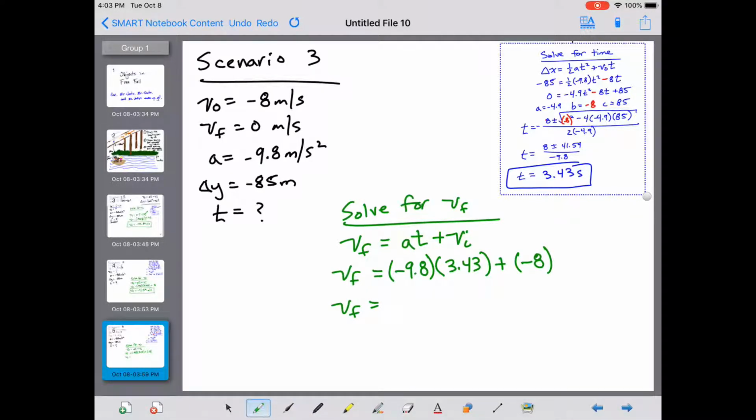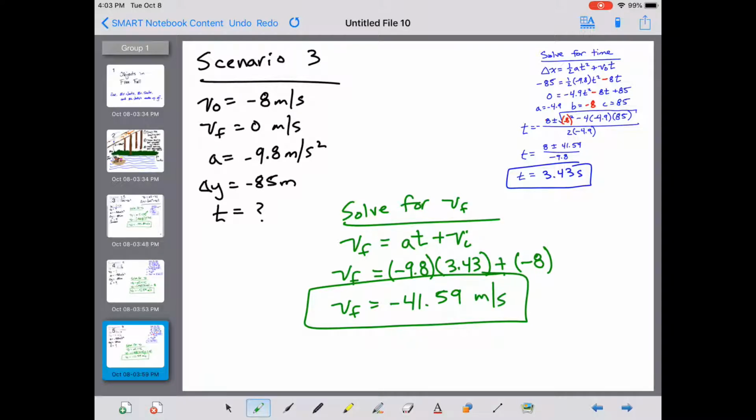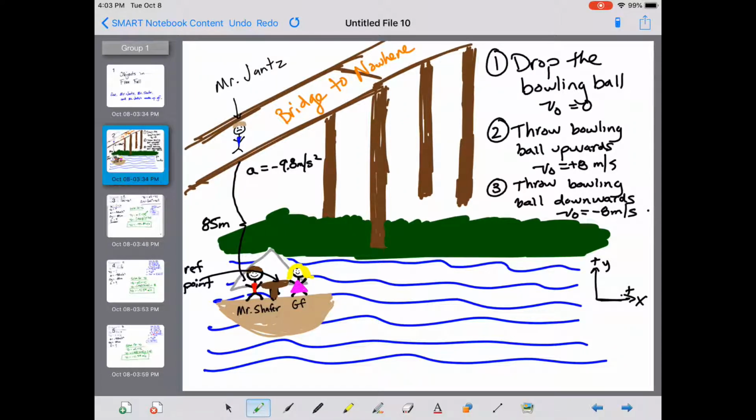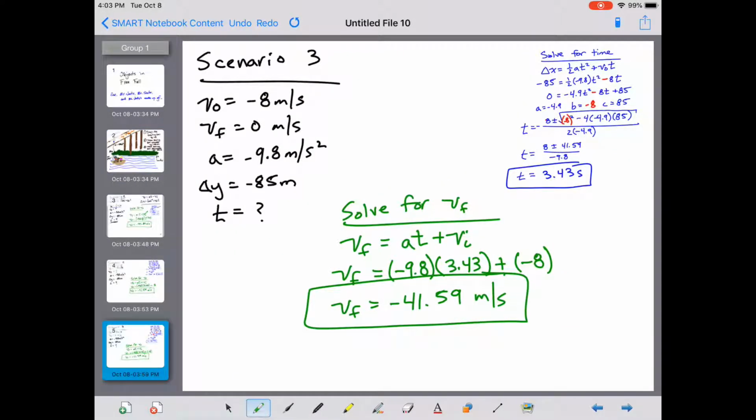So I get V final is equal to negative 9.8 plus negative 8, which is equal to the exact number that I got in the previous problem, negative 41.59 meters per second. So the moral of this story is that my initial velocity was the same in both scenario 2 and scenario 3, except for the direction. What this tells me is that if the magnitude of those initial velocities is the same, the direction doesn't matter because I'm going to have the same final velocity.